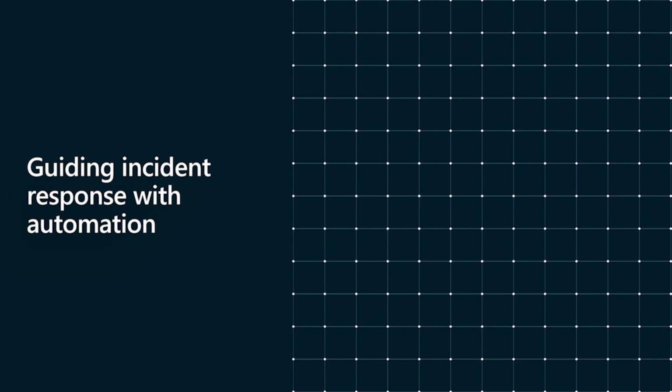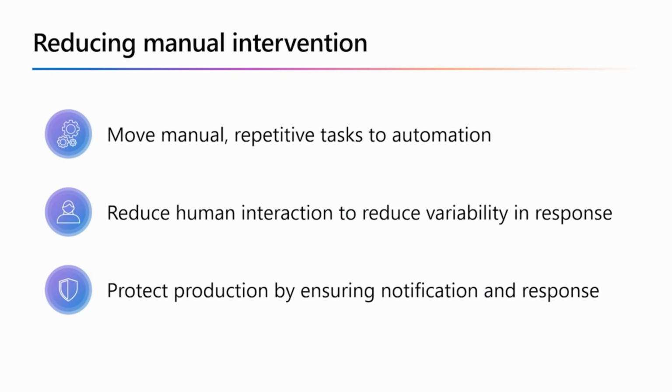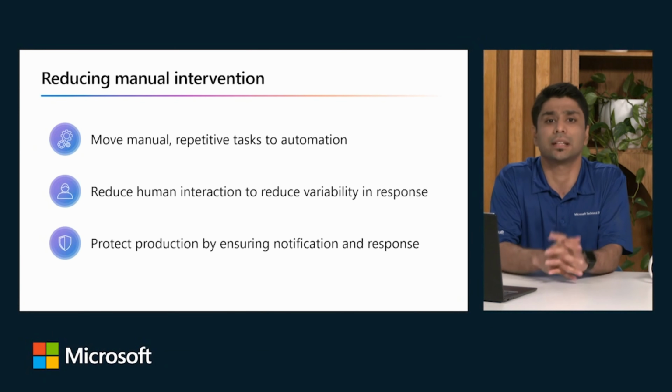Now next, let's add some automation to help us with incident response. Some incidents need humans to resolve, but can we define some automation that will help us? That is why there's great value in automation. Now some basic guidelines. Manual, repetitive tasks are good to be automated. It helps you standardize the response too. It also helps to reduce human interaction to reduce variability in response. Finally, it will protect production by ensuring that the notification and response are done on time.